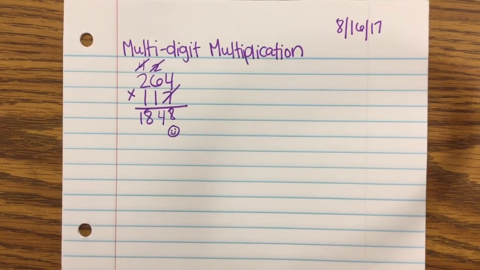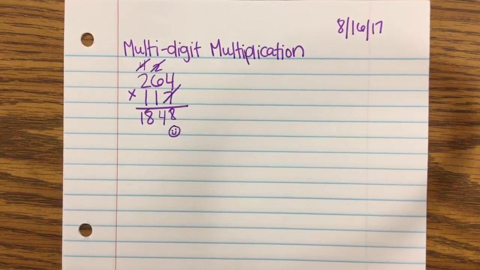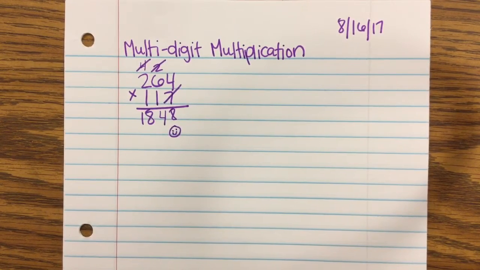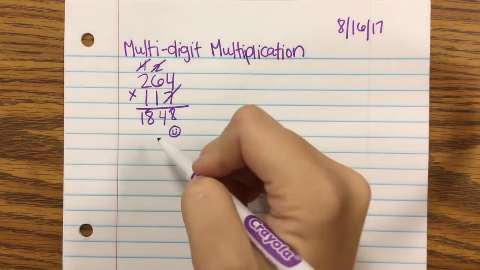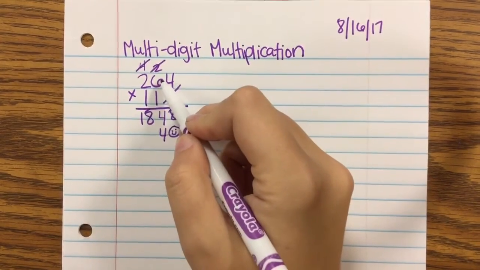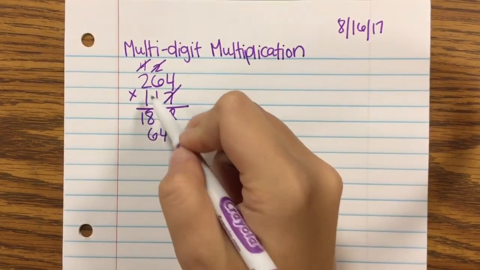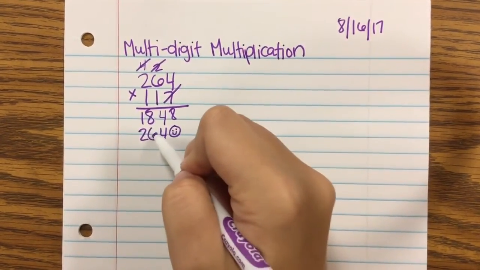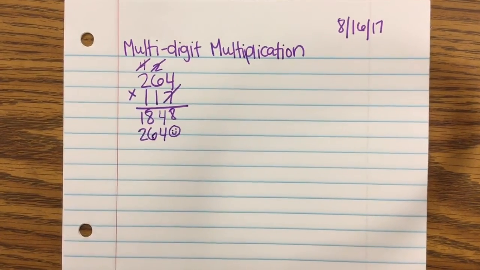If you forget to put your 0 placeholder, then you're going to be multiplying by 1 instead of multiplying by 10. That 1 is in the tens place, so it's worth 10. So I have to put that placeholder. Now that I've put it, now I can multiply by 1. So what's 1 times 4? 4. What's 1 times 6? What's 1 times 2? 2. So my second partial product is 2,640.